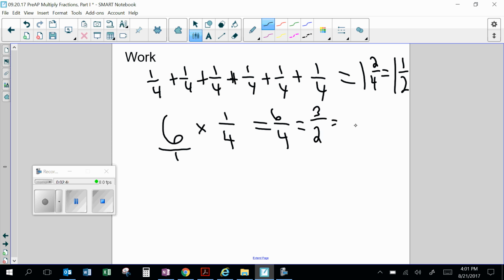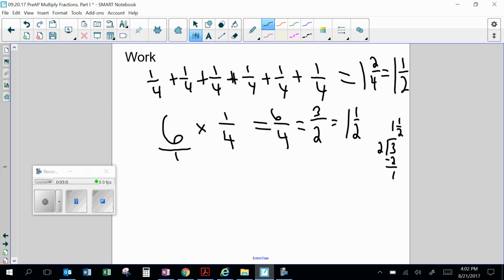Or how many 2's go in 3? 1 and 1/2. Again, how could I have done that in my head, or by showing my work? How many 2's go into 3? 1 time. What do you have left over? 1. 1 and 1/2. Some people prefer, instead of simplifying and finding a mixed number, to leave it as this, 1 and 2/4, which simplifies to 1 and 1/2.